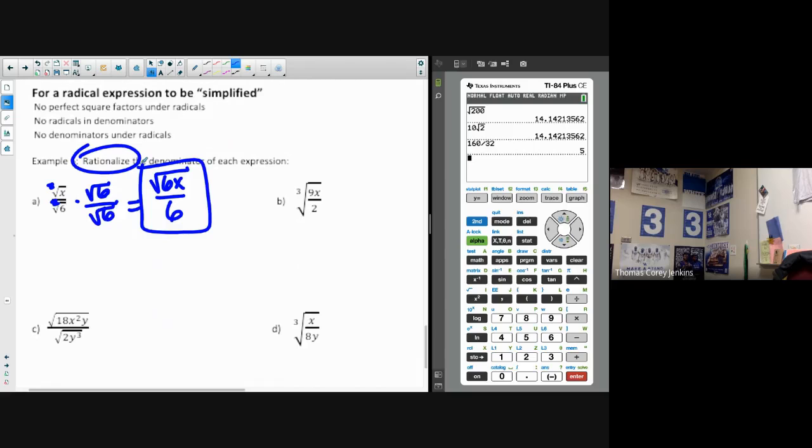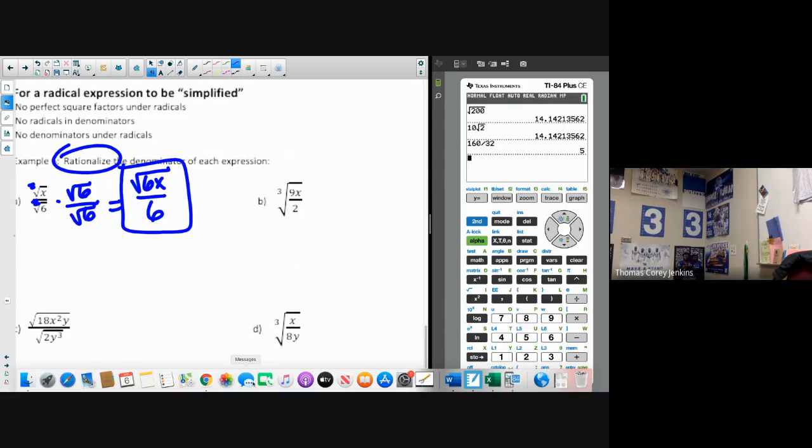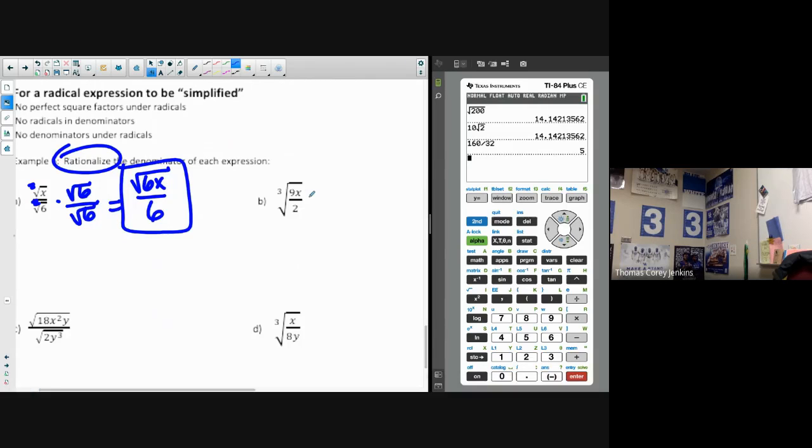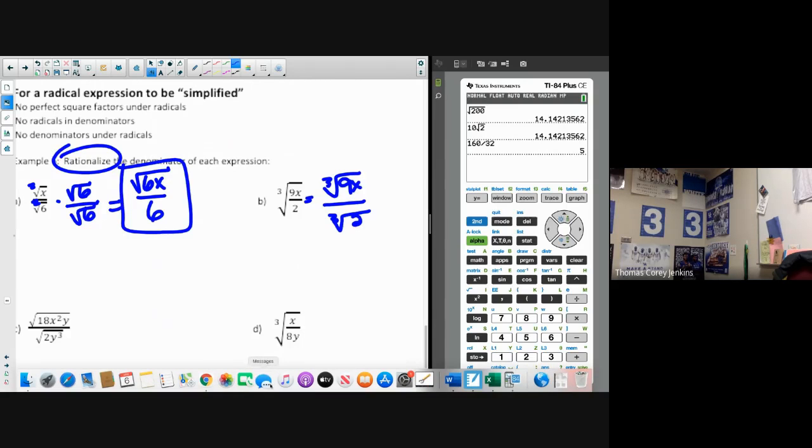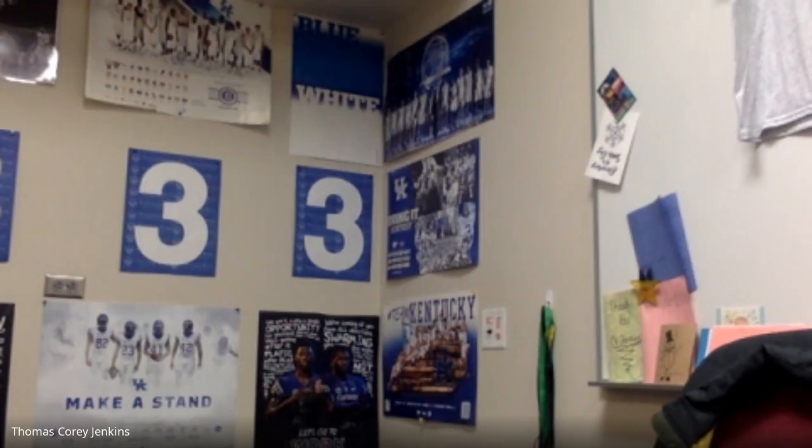Okay. Now let's look at a cube. All right. So in this case, first thing we need to understand is that this is equivalent to the cube root of 9x divided by the cube root of 2. Okay, so then how can I make a perfect cube, right? So you're thinking you want 2 to the 3rd power, right?